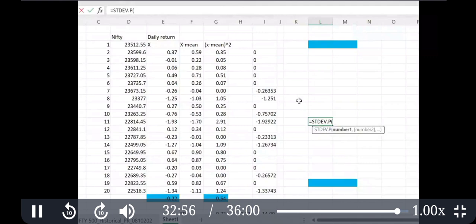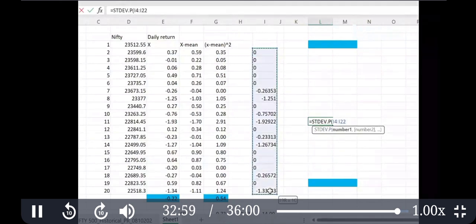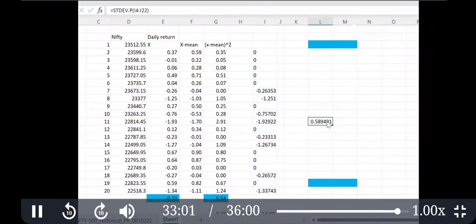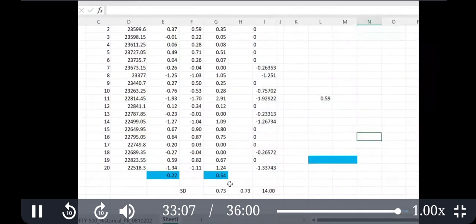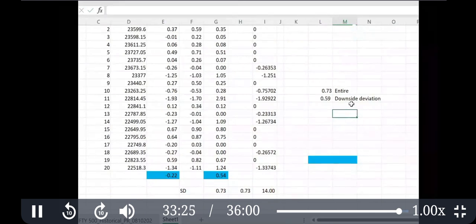Please don't get scared. You don't have to do this. It's just for understanding purposes. Now you use this standard deviation for the calculation. Here it was 0.7373, and this is the downside deviation. It is standard deviation only, but only the negative side. And this was the entire data. So that is the reason the Sortino ratio will always be more than the Sharpe's, because downside will have a lower number.